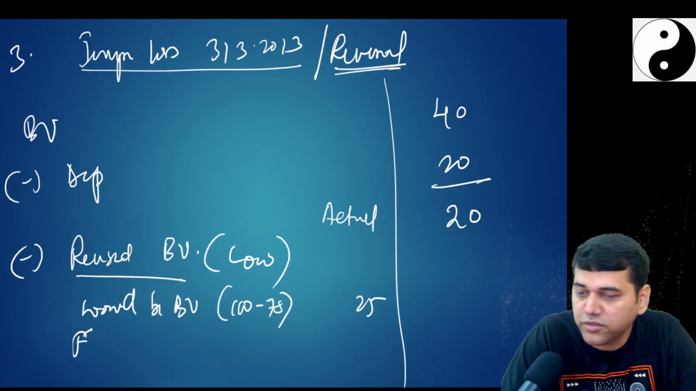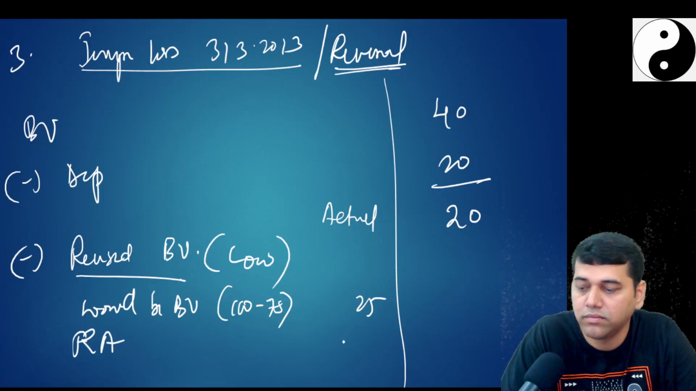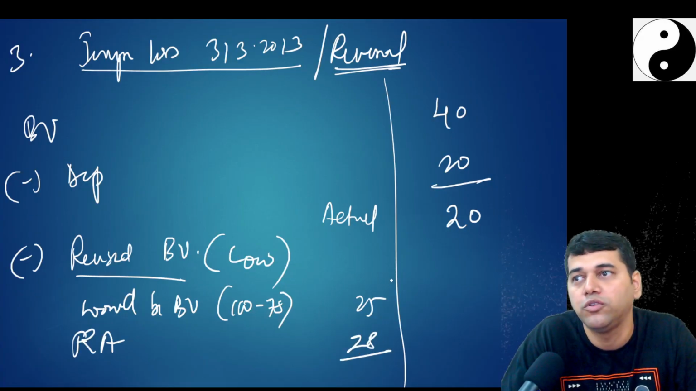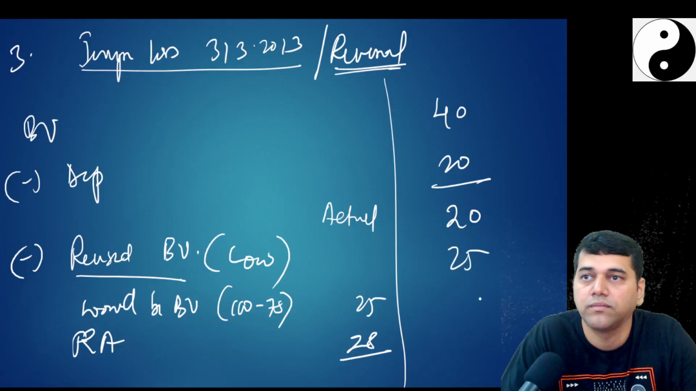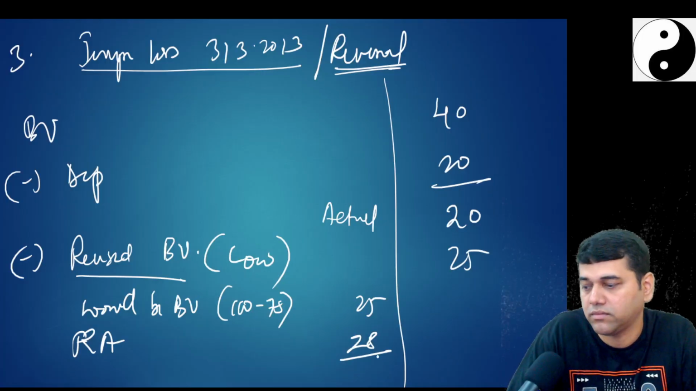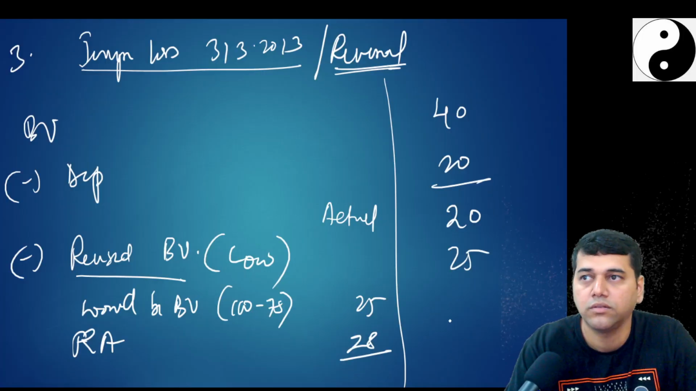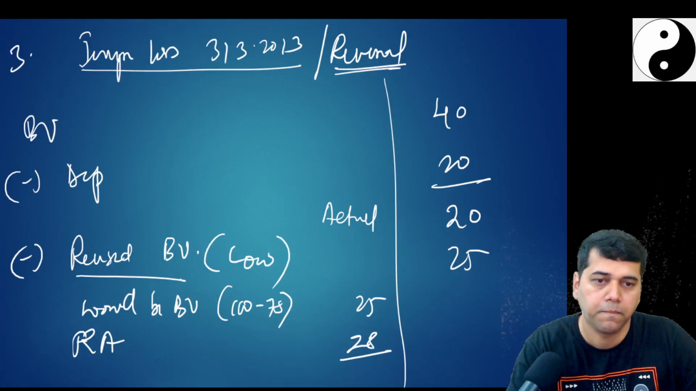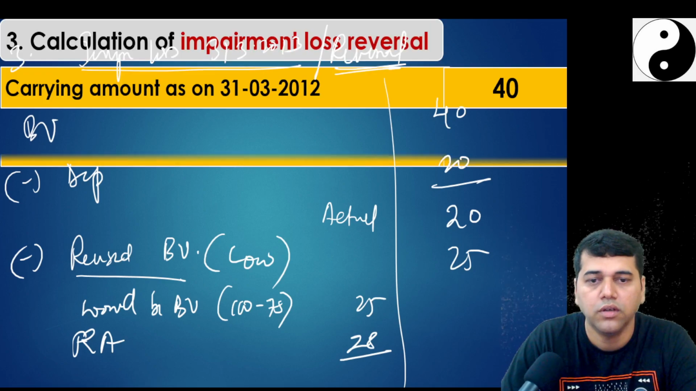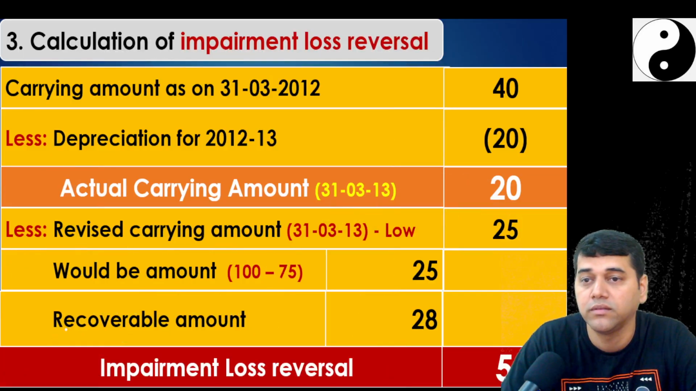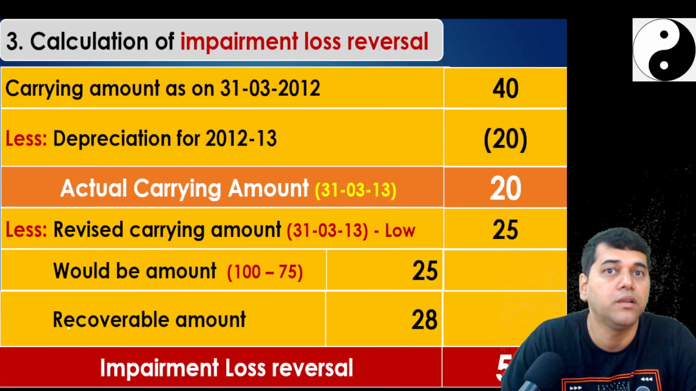Versus what is the recoverable amount? 28. Which was the amount you should reverse? 25. If this was low, you would have taken that. So that impairment reversal also gets addressed. So what I am going to reverse is 5. Have you understood this format? It should be simple.